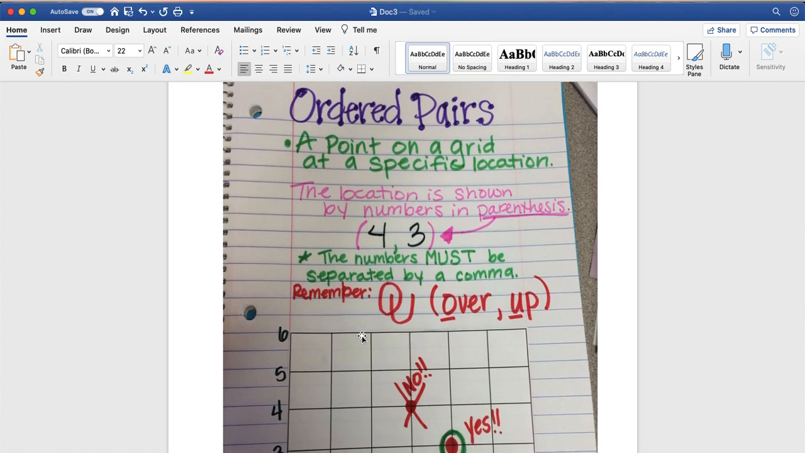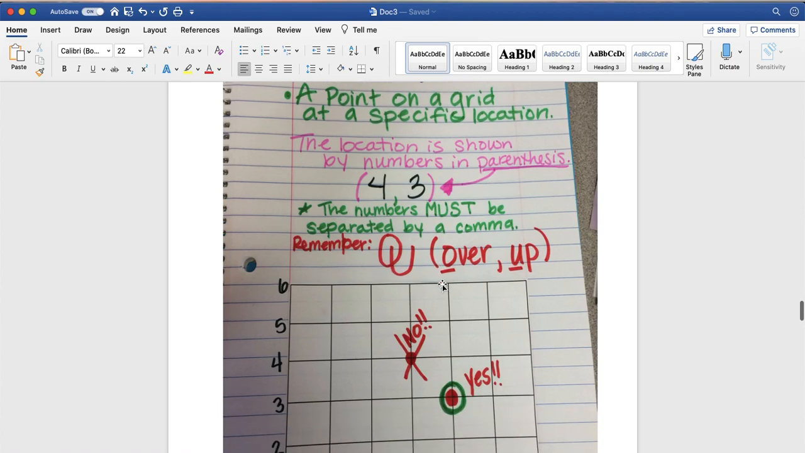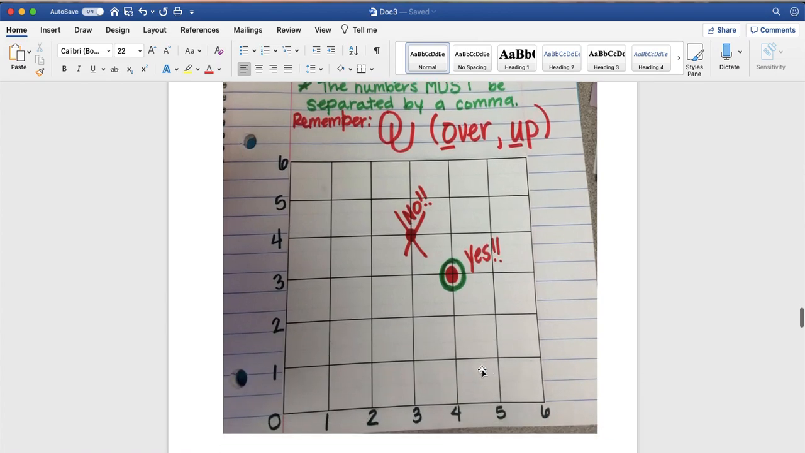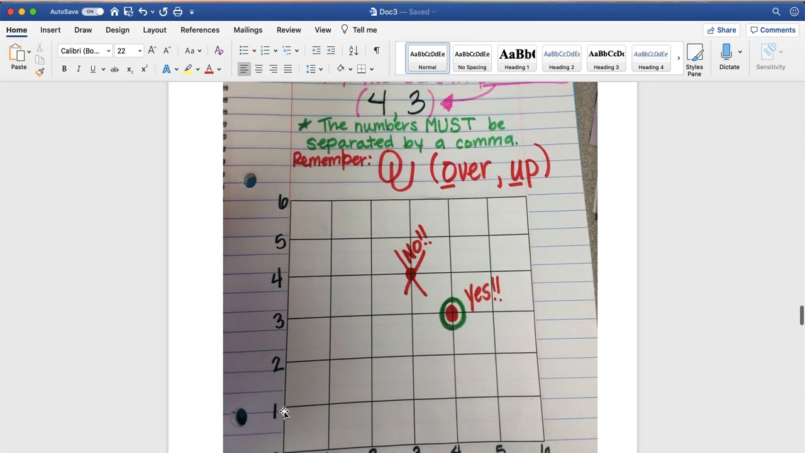Another review about ordered pairs. This is the point that's on a grid at a specific location. So each point would be at a different spot. It could be here one time, it could be here, it could be down here. So it's never going to be in just one spot. But our origin, which is our home base, will always be over here, where the y-axis and the x-axis meet together.